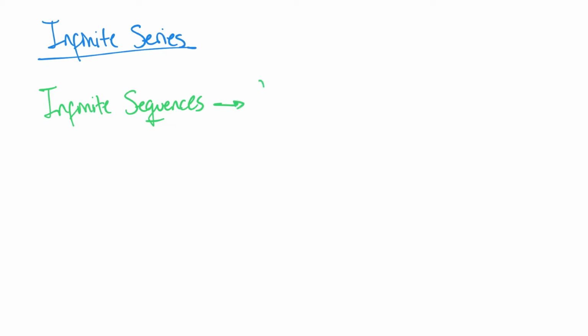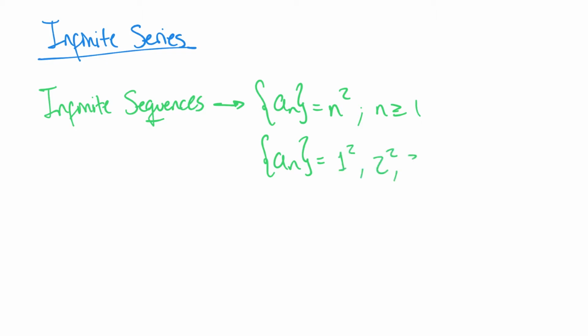Now, an infinite sequence, a sub n, for example, let's say it's going to be equal to n squared, where n is greater than or equal to 1. So a sub n is basically going to be a list of numbers. So it's going to be 1 squared, 2 squared, 3 squared, 4 squared, etc. And that's going to go all the way up to infinity.